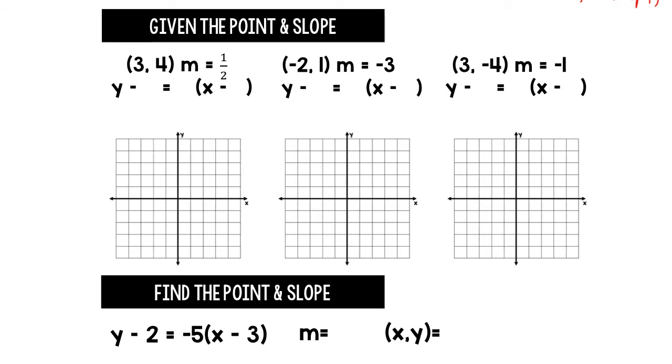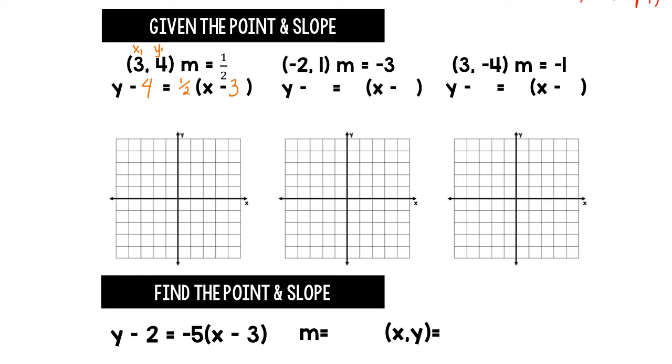All right, given the point and the slope, we want to plug it into our point slope form equation. So we have 3, 4 is our point. Well, I'm going to go ahead and label that x1 and y1. And m, the slope, is 1/2. So y minus y1 is 4. And that equals m, that's 1/2, times x minus x1, which is 3. This is all we need to graph a line.